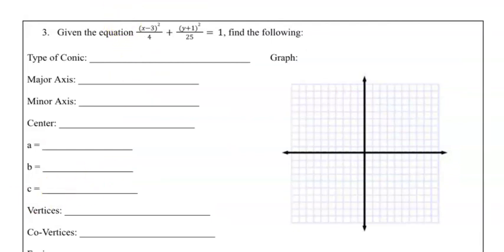So next let's do an ellipse. This one is an ellipse because we have both terms squared and both terms positive.